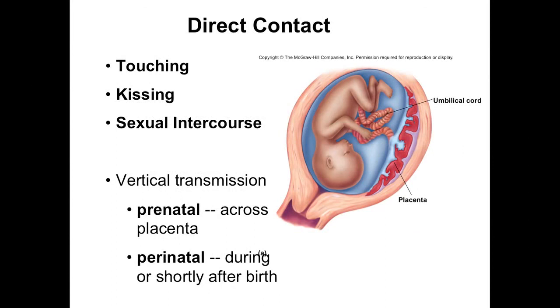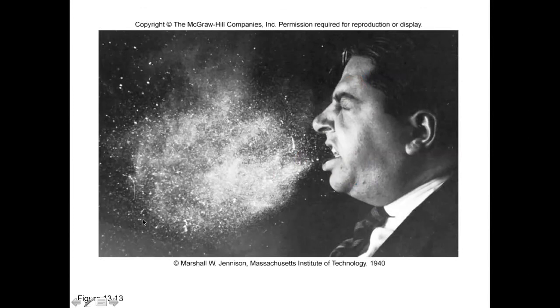So direct contact, it's touching, kissing, sexual intercourse. Prenatally, so that's crossing through the placenta, or perinatally, that's during or shortly after birth. So HIV is transmitted perinatally, but toxoplasmosis is transmitted prenatally.